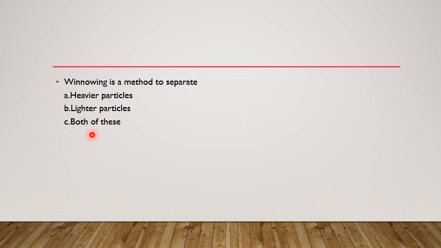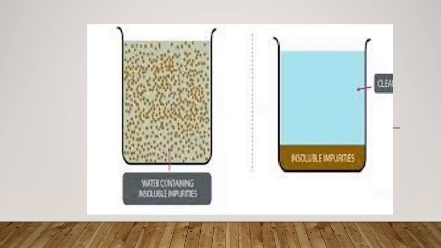We started a new chapter in the previous class, that is separation of substances. In that chapter we have seen how the threshing process is done and how winnowing is done. Now come to today's session. Tell me what you see in this picture. What do you observe from this picture? Yes, there are some substances which float on this water.